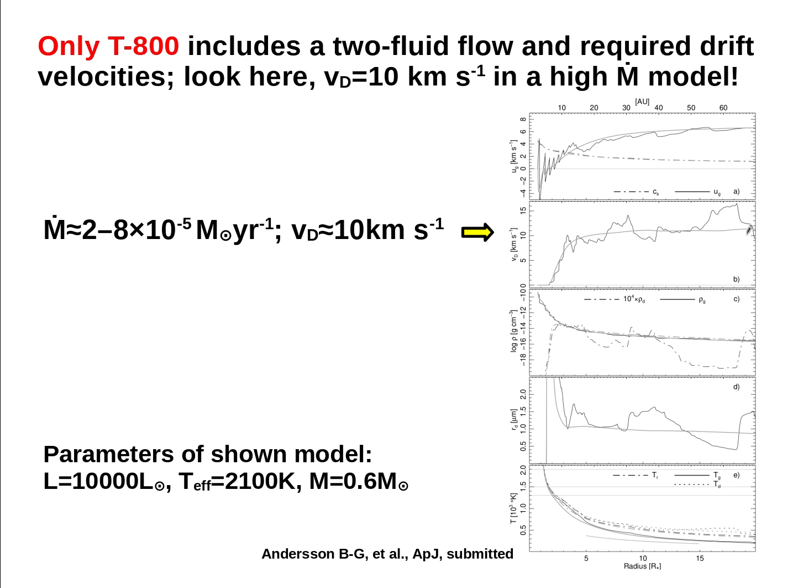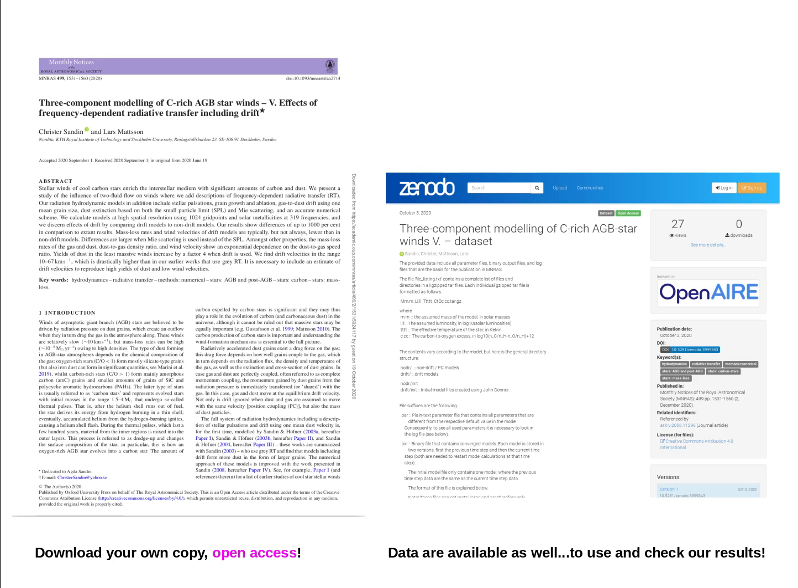What does this imply? This implies that you need T800 if you want to describe the dust component in these models. And the paper is found online, as are the data.